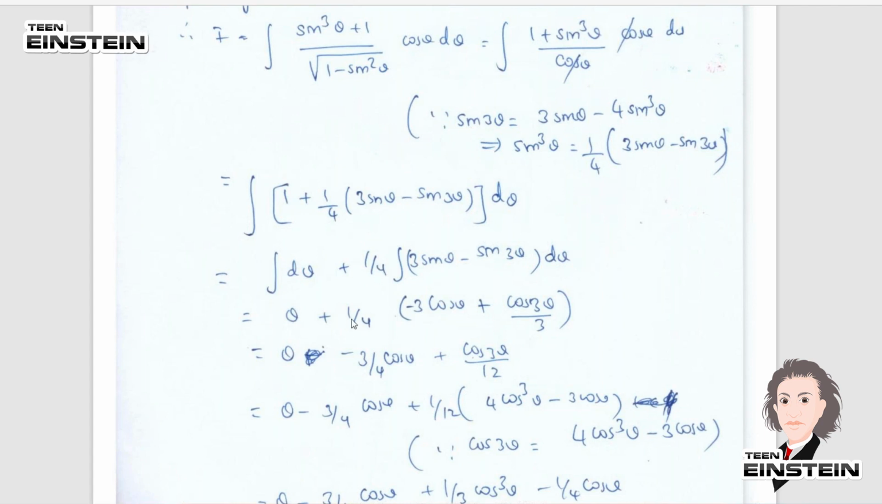What is integral 3 sine theta? See the first term, integral 3 sine theta. 3 is a constant, so write as it is. What is integral sine theta? It is minus cos theta. So minus 3 cos theta.